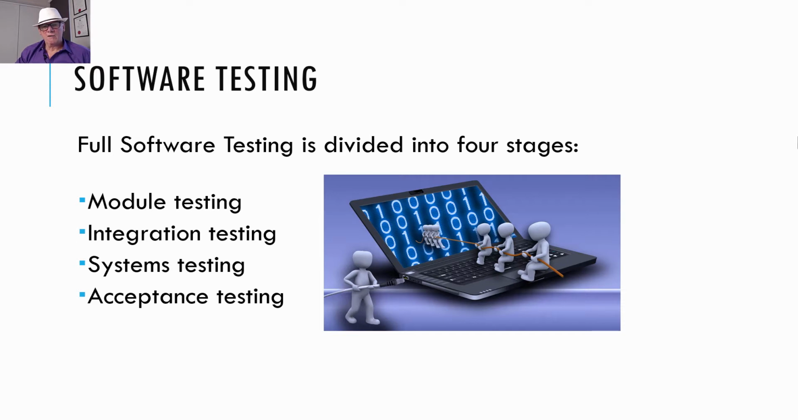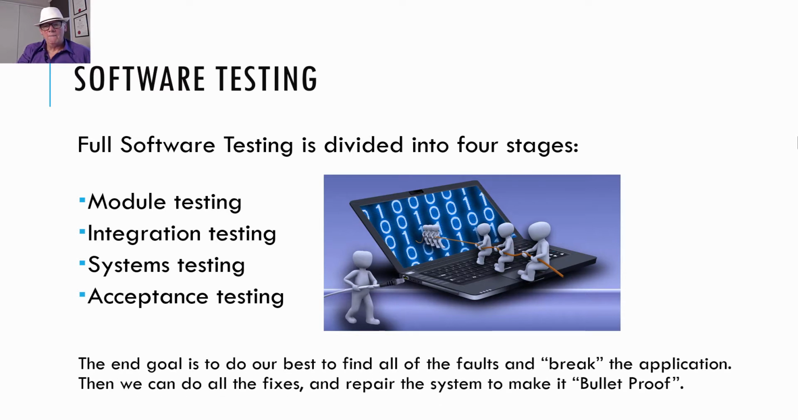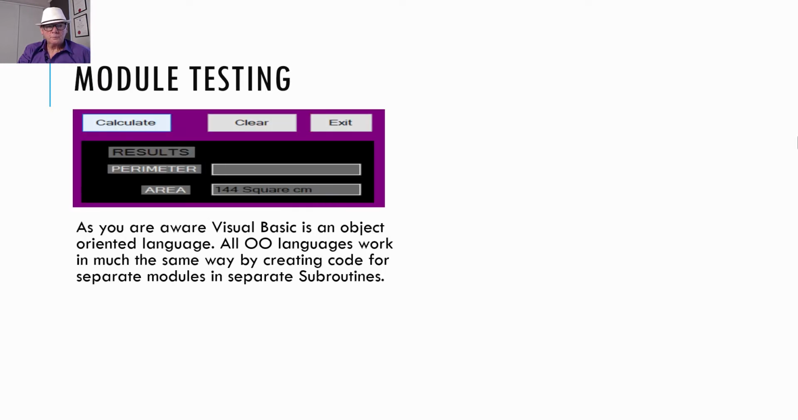So there's module testing, integration testing, systems testing, and acceptance testing, and you basically do them in that order. And so you want to try and break the application, make sure it's bulletproof, and it's going to be good when people finally get it to be used in the real world.